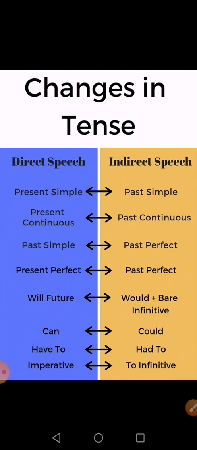Present perfect will change into past perfect. Will would be changed into would. Can, could. Have to, had to. Imperatives would change into infinitives.